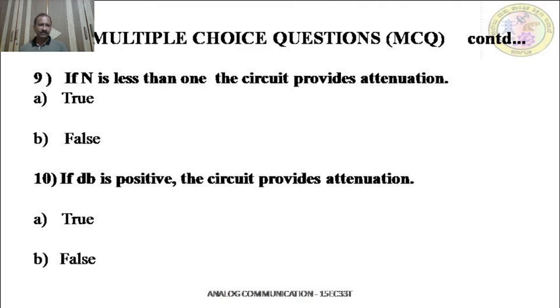Tenth one, if dB is positive, the circuit provides attenuation. Option A is true, B is false. For tenth, answer A is correct, true. dB is positive, that means attenuation. dB is negative, that means that circuit provides gain or amplification.